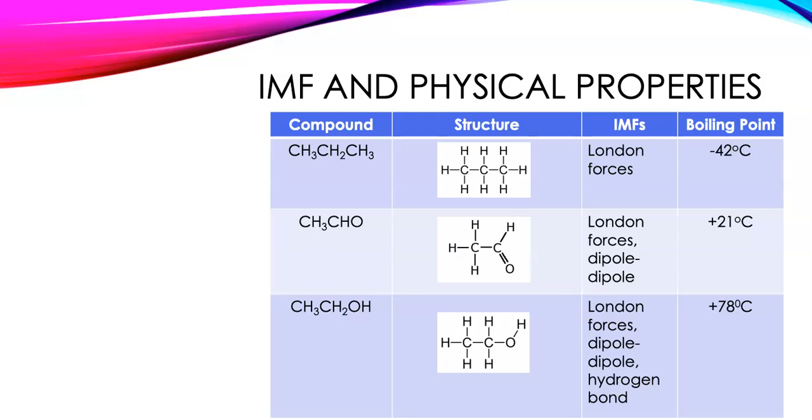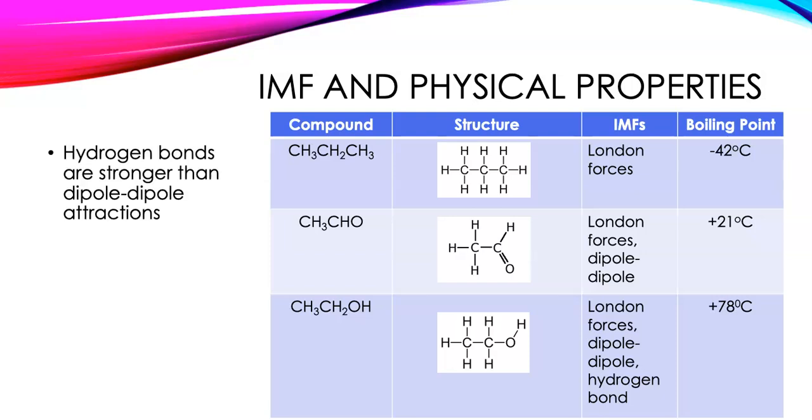And finally, we have ethanol, the alcohol, and it can do London forces. It's a polar molecule. It can do dipole-dipole attractions, but now, if you look at the hydrogen, it's bonded to an oxygen. It can be attracted to the oxygen of another ethanol molecule. It can do hydrogen bonding. And notice that the boiling point has gone up significantly. So in general, we see that hydrogen bonding is stronger than dipole-dipole attraction. They're definitely stronger than London forces. And that's a general pattern that we see.